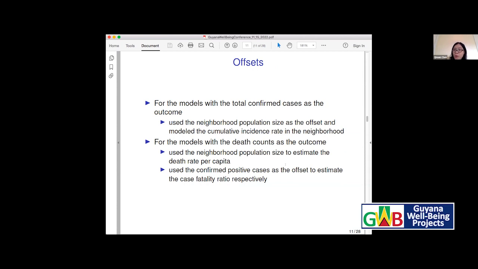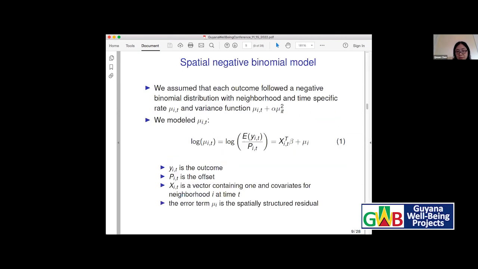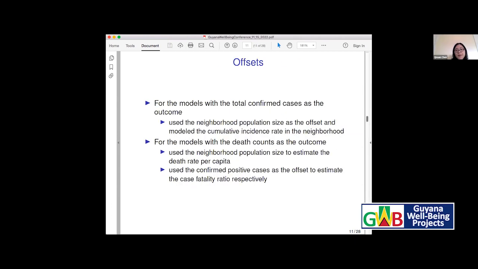But that's not the only way we talk about it. In count models, we usually define something called an offset. In the previous slide, we called it P_it, the offset. For the model with total confirmed cases as the outcome, our offset is the neighborhood population size. So we can model the cumulative incidence rate in this neighborhood.